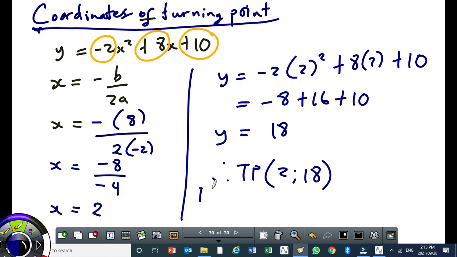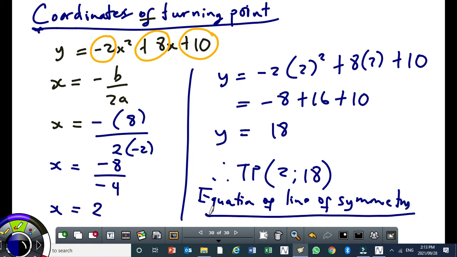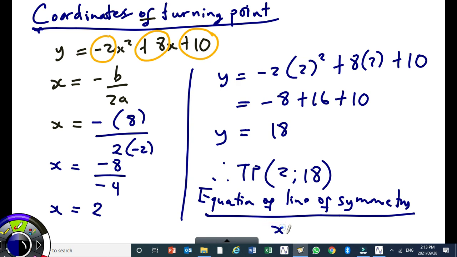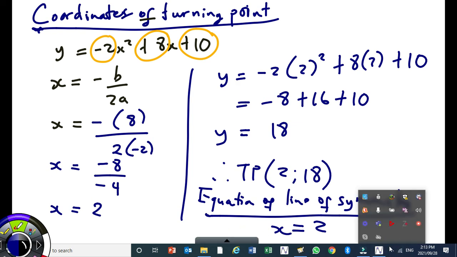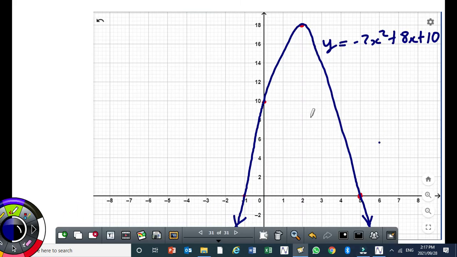Alright? Equation of axis of symmetry. Your equation of symmetry is going to be x equal to 2. Now, be aware that this value x equal to 2 is also the value at the axis of symmetry. So that's straightforward. Right? Now, we just have to sketch. Can you get a y value in this equation? Okay, so that's what you're supposed to have.